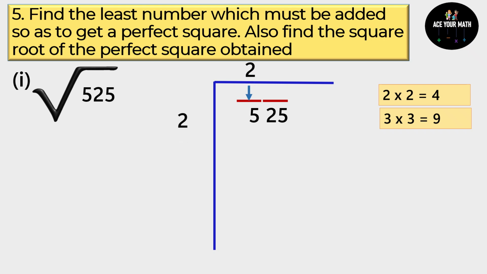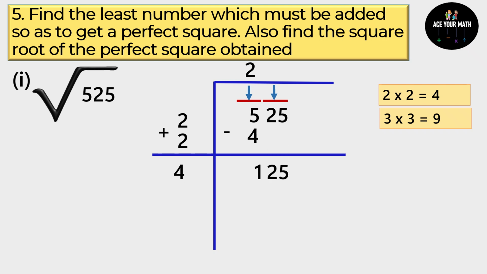So you will write 2 at the top and 2 on the side. 2 twos are 4. 4 you will write just beneath 5. And the same value of 2 you will add on the left hand side. And when you subtract 4 from 5, what do you get? You get 1 as the answer. On the left hand side, you complete your addition, you get 4 as the answer. That completes our first step. Now you will consider the second group. It is 25. Now bring down 25. See, the new number formed is 125.